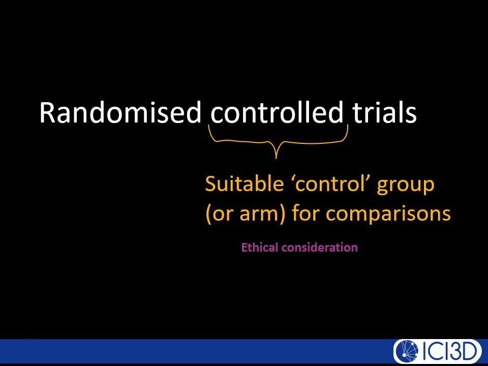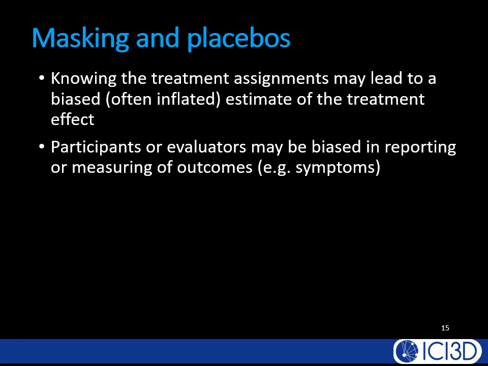When we do RCTs, we need a suitable control group or arm for comparisons. And there are ethical considerations when defining your control arm. For example, we cannot provide people a treatment that we know is inferior to the standard of care. Achieving effective comparison arms may involve the use of masking and placebos. Knowing the treatment assignments may lead to a biased, often but not always inflated, estimate of the treatment effect. This is because participants or evaluators may be biased in their reporting or measuring of outcomes given their knowledge of treatment.